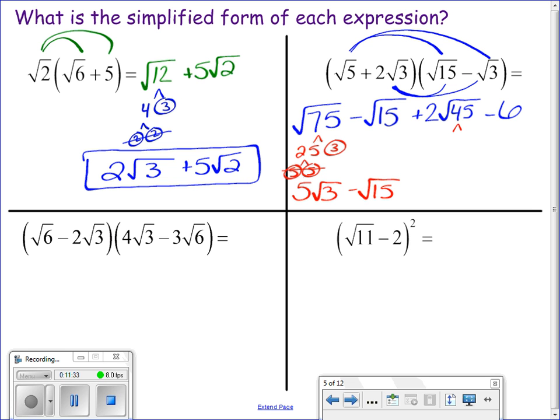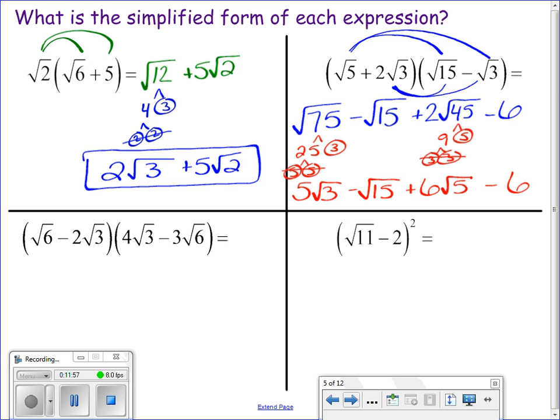Good. 45. 9 and 5. 3 and 3. So we end up with a pair of 3s times the 2 that's already there. 6 radical 5 and minus 6.